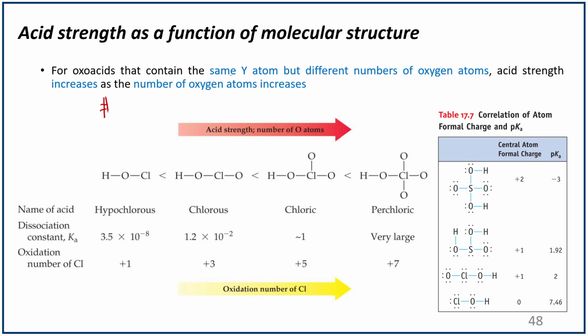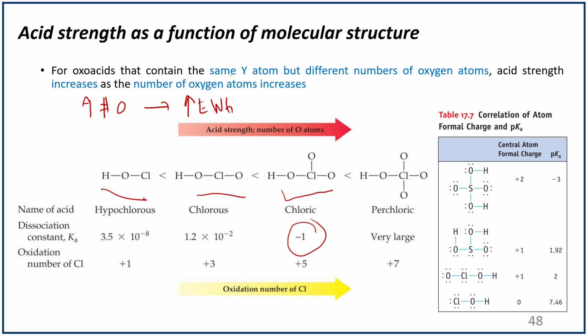So the more oxygens you have, the more electron withdrawing groups you have. That's why for these acids of chlorine, hypochlorous acid, which has only one oxygen, is less acidic than chlorous acid with two oxygens. And then chloric acid, which we have defined as a strong acid, is stronger than chlorous and hypochlorous acid. Notice, by the way, that the Ka value for chloric acid is 1, okay?